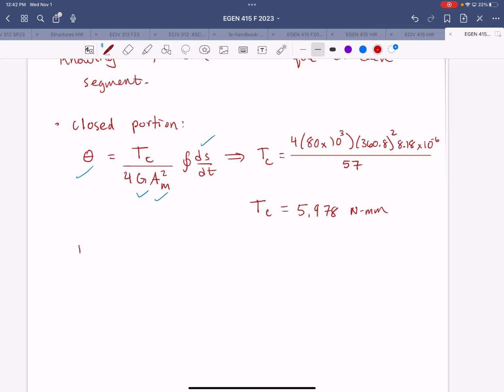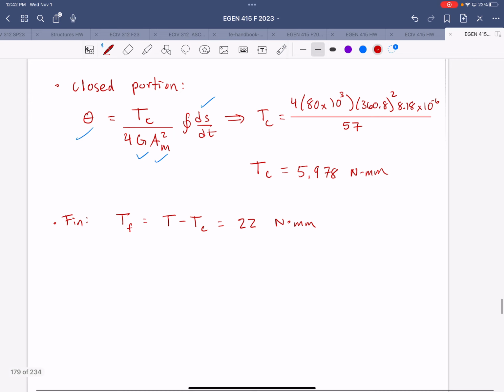All right, so then to find the torque in the fin, since we know the total torque, we can just subtract. So that difference is 22 Newton millimeters. So as you might have intuitively expected, that open-ended fin is hardly doing anything to resist this torque, right? The majority of that resistance is coming from the closed loop portion.